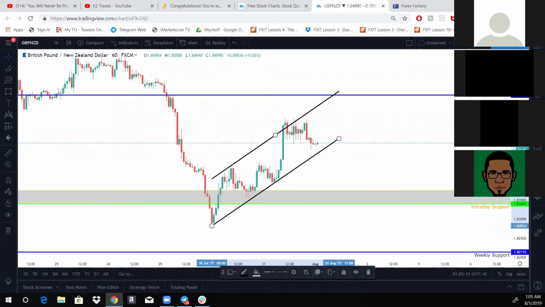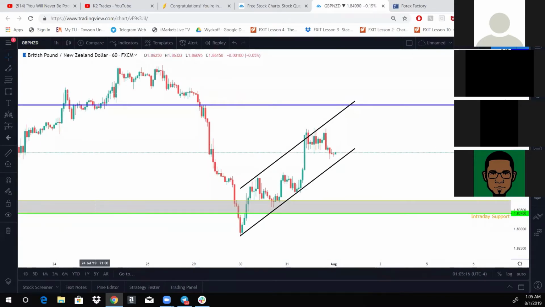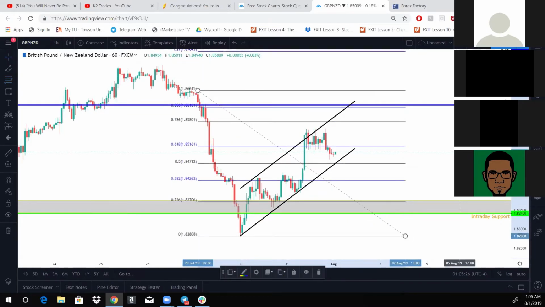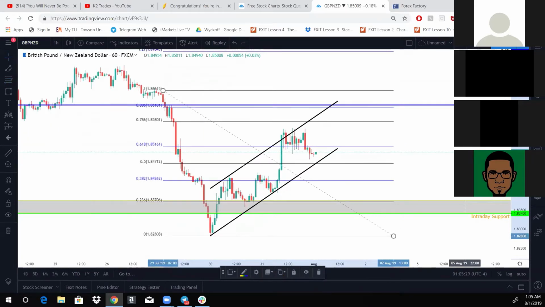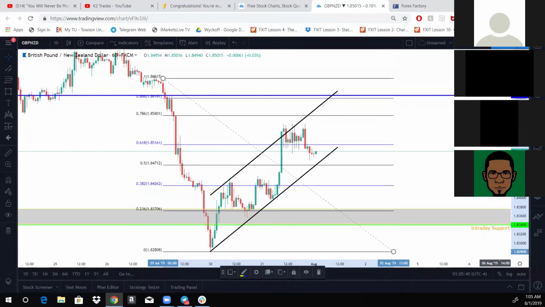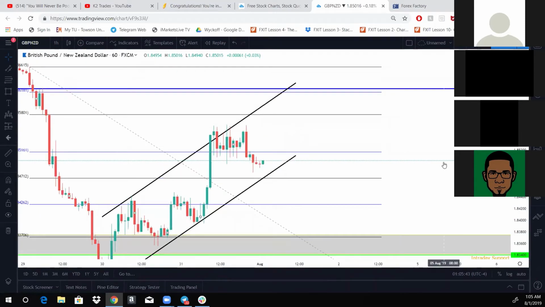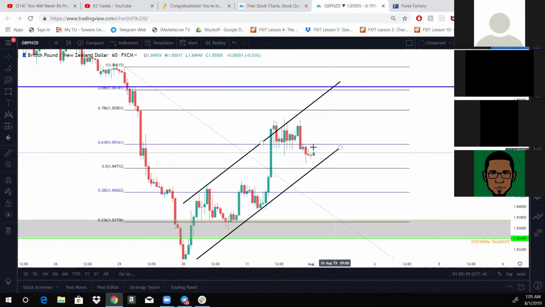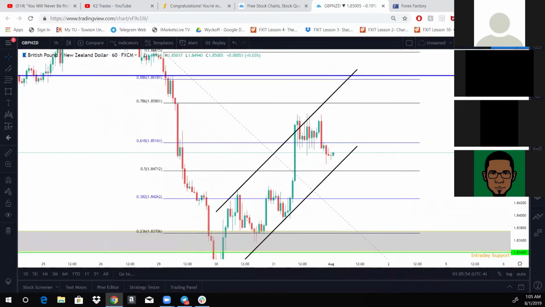Are you in it or are you looking to trade it? What are you in? Buy or sell? Sell. And your entry? 1.84873. 1.84873. Okay, so you're down 27 pips. I would wait and see if it respects this 61.8 and then finally breaks below this channel.